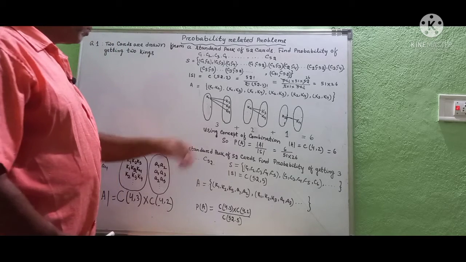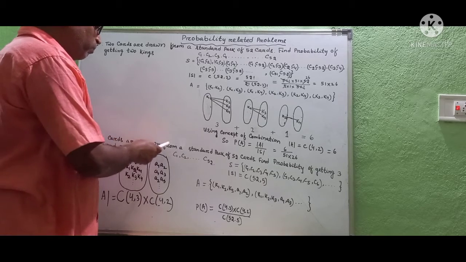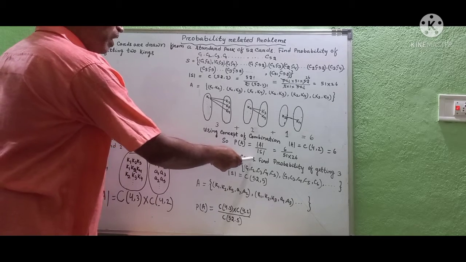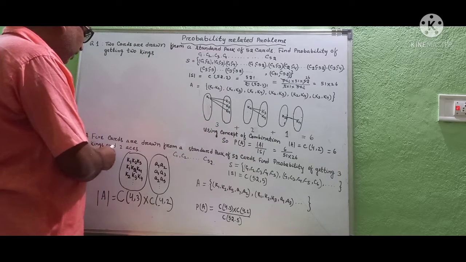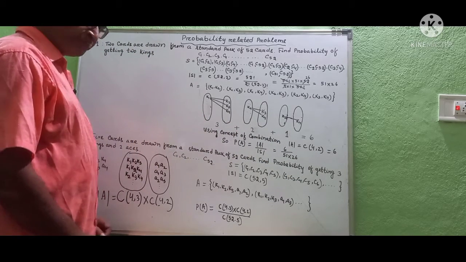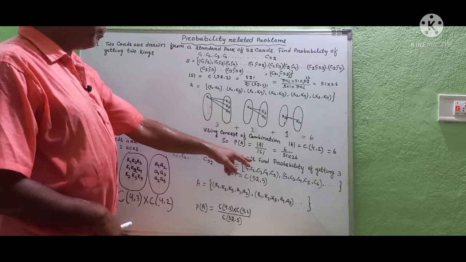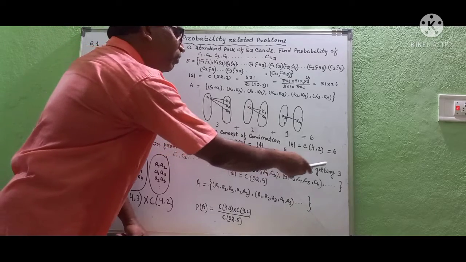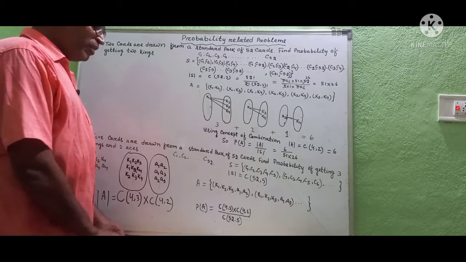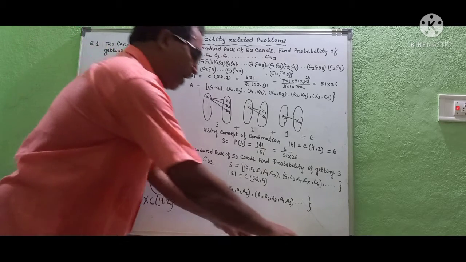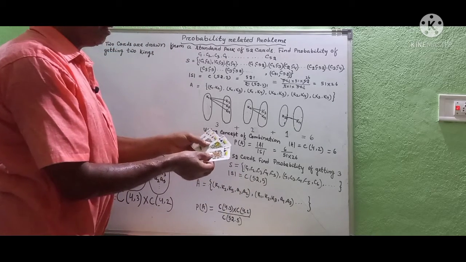Come to another question. 5 cards are drawn from a standard pack of 52 cards. Find probability of getting 3 kings and 2 aces. You see there are 4 kings in total.